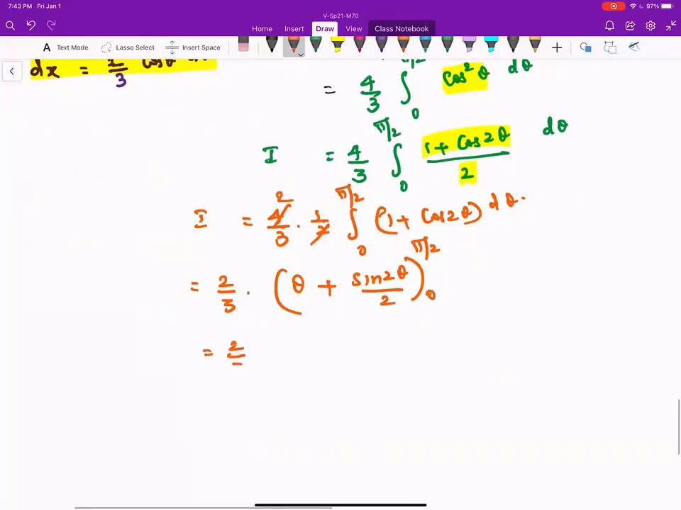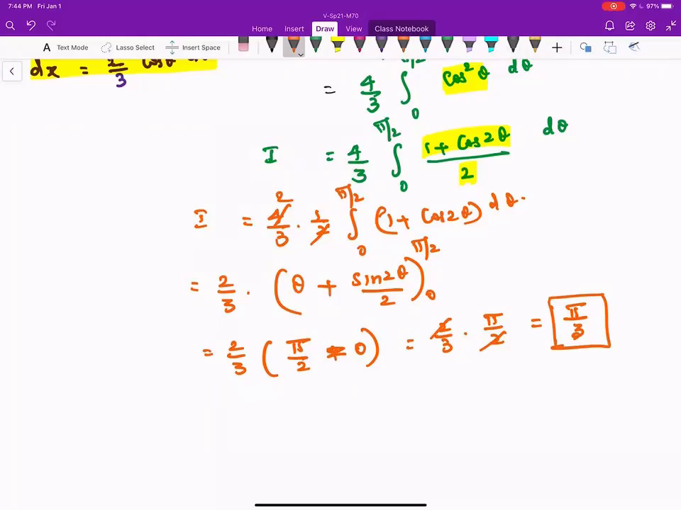So it is 2/3, plug in the upper limit, which is pi by 2, plus sine of 2 times pi by 2, that will be sine pi, which is 0. Then at the lower limit, it's all 0. So it is just 2/3 times pi over 2. So the 2s get cancelled out. You get a value which is pi by 3.